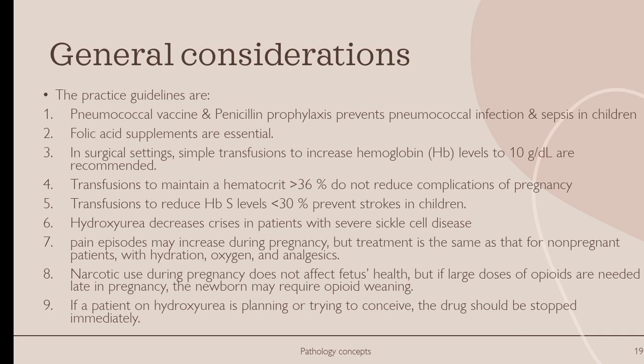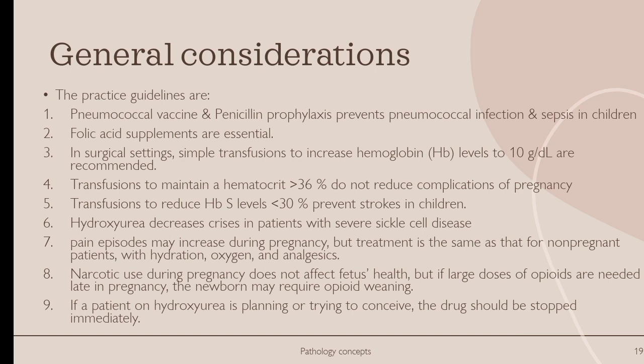General consideration. Practice guidelines: pneumococcal vaccine and penicillin prophylaxis prevent pneumococcal infection and sepsis in children. Folic acid supplements are essential. In a surgical setting, simple transfusion to increase Hb levels to 10 gram per dL is recommended. Transfusion to maintain HCT more than 36% does not reduce complications of pregnancy. Transfusion to reduce HbS to less than 30% prevents stroke in children.